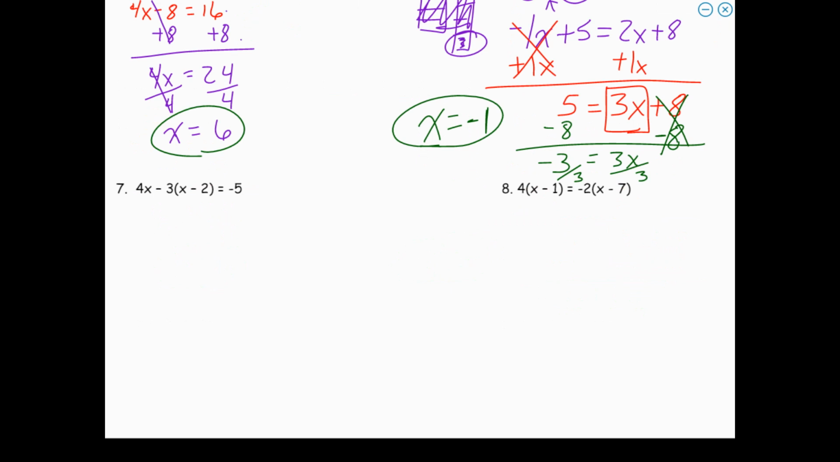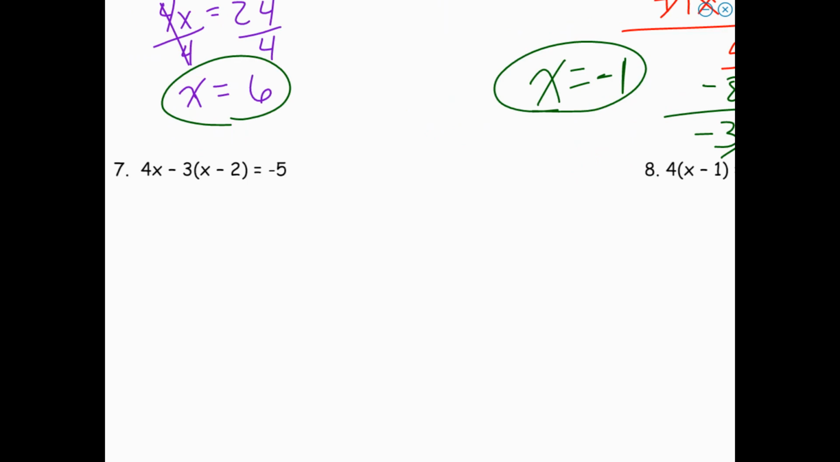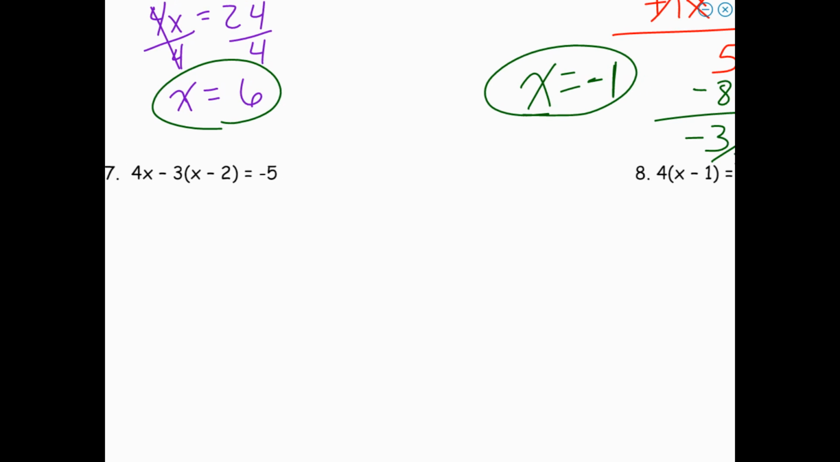Okay, I'm going to give you a moment to start number 7 on your own. We're going to talk about it, but I want you to take a moment to get it started. You can either start it with algebra tiles, or you can start it algebraically by distributing that negative 3 like we did up top. Get it started on your own. We're going to talk about it still.